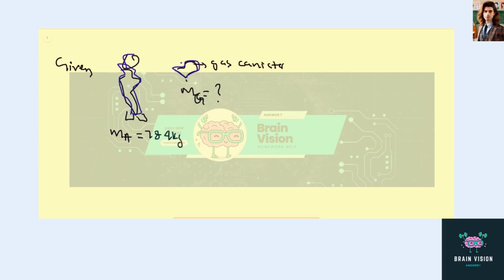The canister is approaching the astronaut with an initial velocity of 3.50 meters per second, and then she reaches out. The astronaut reaches out and pushes it, and then it slows down. So the canister is going to have a final velocity of 1.20 meters per second.